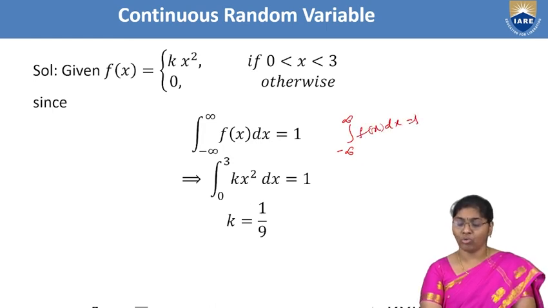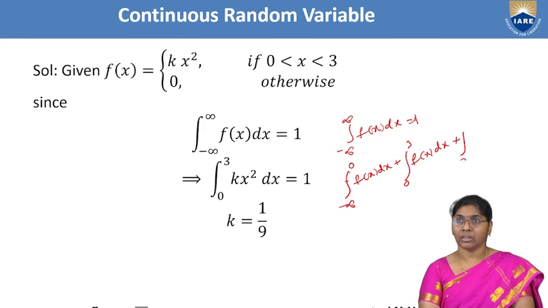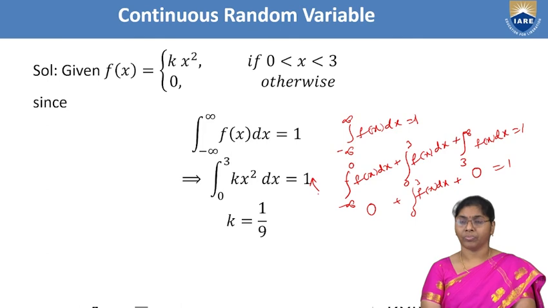This can be split into subparts. Integral minus infinity to 0 f of x dx plus integral 0 to 3 f of x dx plus integral 3 to infinity f of x dx is equal to 1. This part is 0, we know. This part is also 0. The remaining is integral 0 to 3 f of x dx equal to 1. Now the f of x value from 0 to 3 is k into x square dx equal to 1.